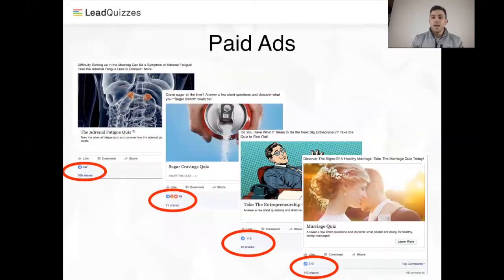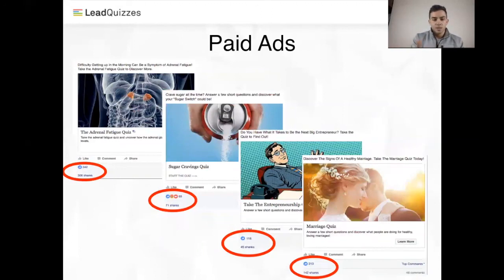So after your website, another great area is paid ads. And like I talked about earlier, the virality component of these quizzes is huge. These are some quiz ads that we've done, but I want to focus on one thing here. Look at those shares at the bottom and that engagement. Those are people that are seeing this quiz, taking it and sharing it with their own audience. That's free traffic for you guys. So that's a huge component of these quizzes.